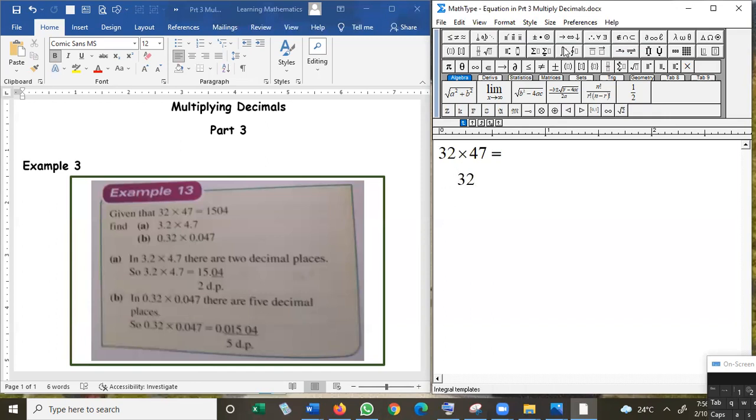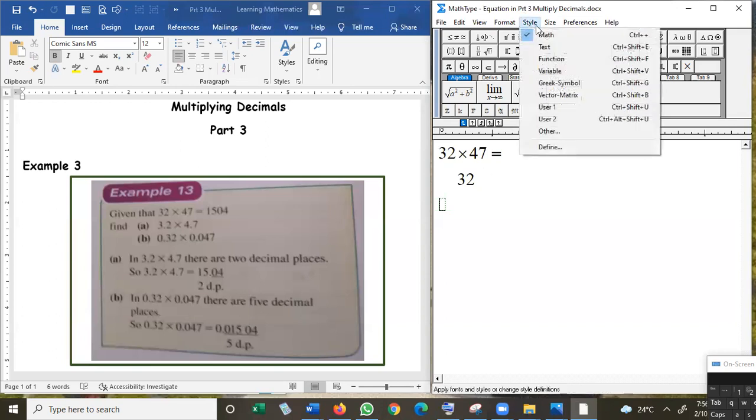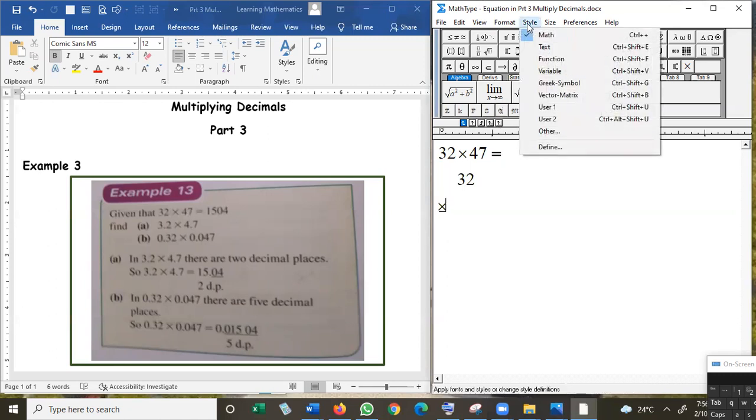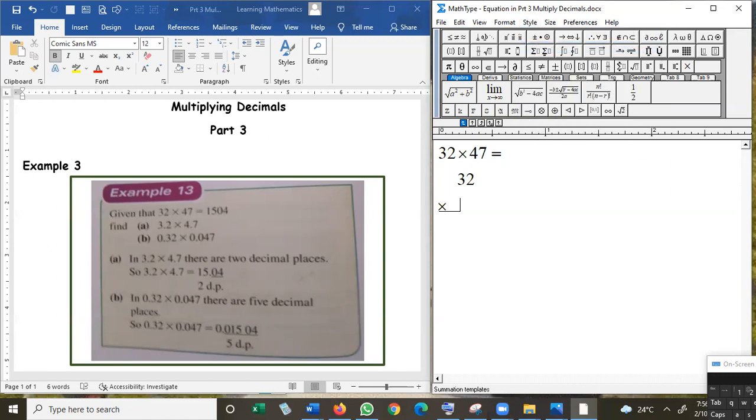Let's take this down, 32 times. So you come down, you write your times, 47. You write your underline. And we're going to start to multiply.